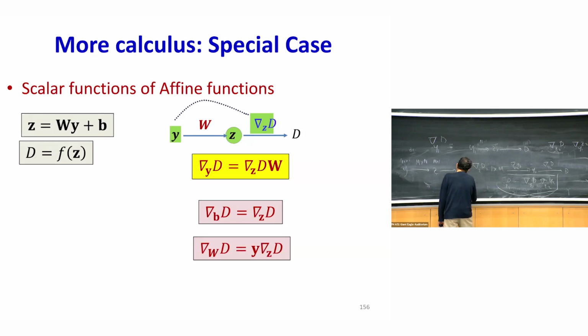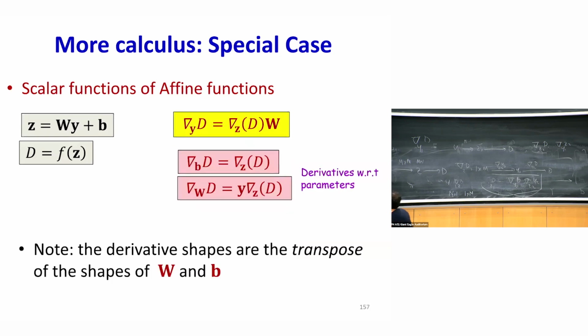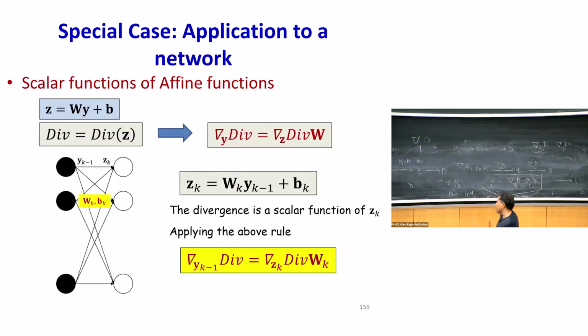So what is y times the derivative of d with respect to z? This is n cross 1 times 1 cross m, that is n cross m, which is the transpose of this guy, right? So you can check the sizes. So the derivative of d with respect to the weight matrix is simply going to be the input to this edge times the derivative of d with respect to the output of the edge. Everybody with me?